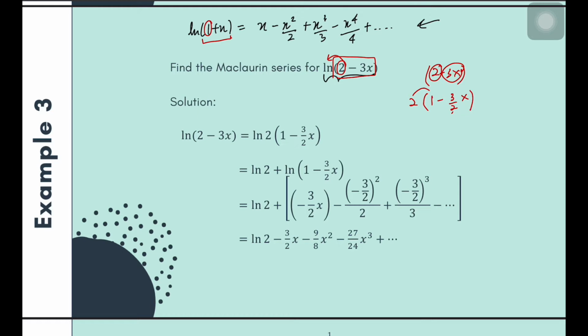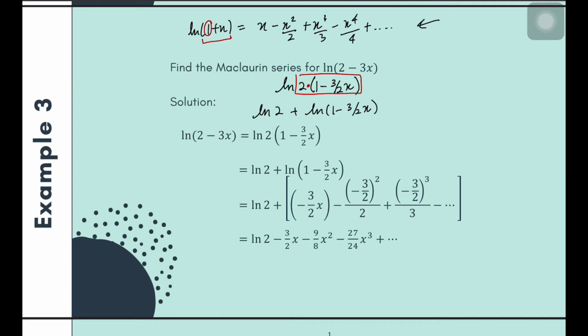So this ln(2 − 3x) can be written as ln[2(1 − 3/2 x)]. If you remember the law of ln, when we have two functions with a multiplication operation, what you get is ln 2 + ln(1 − 3/2 x). Previously, when we had division, it became minus. Now we have multiplication, so it becomes plus.